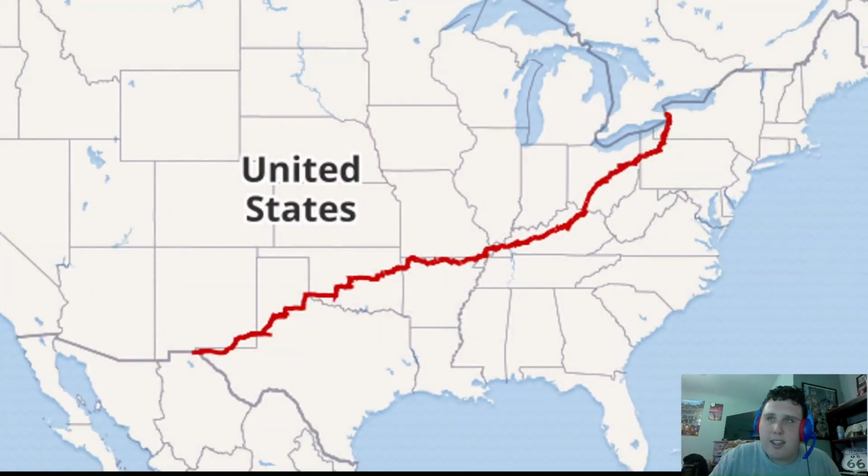Now, as you can see here, US 62 begins down here in El Paso, Texas, traveling to the states of New Mexico and re-entering into Texas, and then going through Oklahoma, Arkansas, Missouri, part of Illinois, mostly Kentucky, Ohio, Pennsylvania, and finally ending just north of Buffalo in Niagara Falls, New York. With that, we're going to be talking about northbound US 62.